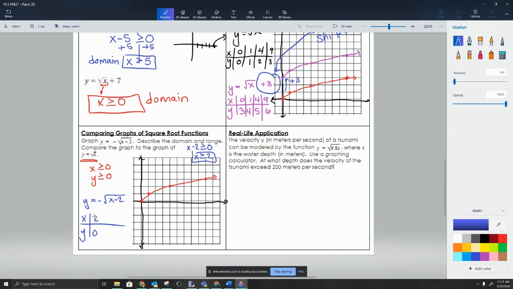There's no such thing as a negative 0. Okay, and then we can do 3. 3 minus 2 is 1. Square root of 1 is 1. And that negative changes it to negative at the end, so negative 1.